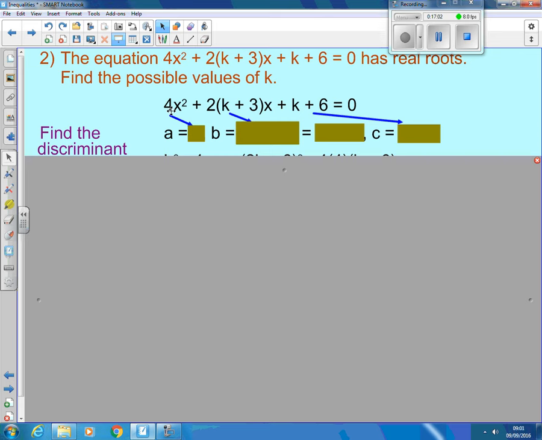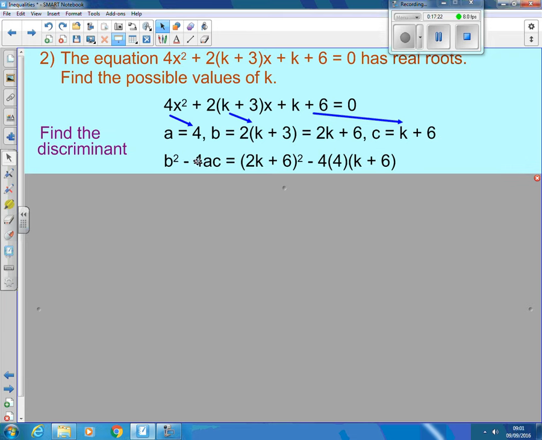How many x squared? 4, so a is 4. How many x? 2 lots of k plus 3, and it's going to be easier if we actually expand this. So 2 lots of k plus 3 is 2k plus 6, and c is all of this, k plus 6. Okay, so there's our c. The discriminant is b squared minus 4ac. b squared, 2k plus 6, all squared.